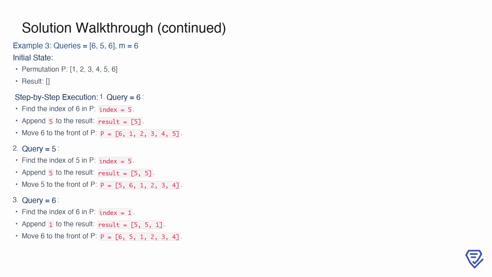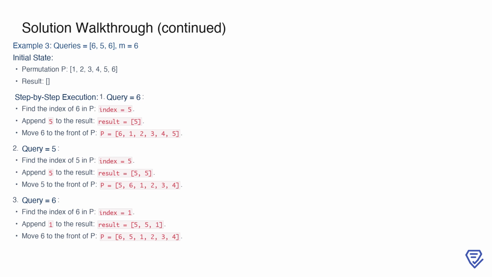In the third example, the queries are 6, 5, 6, with m equal to 6. The initial permutation P is 1, 2, 3, 4, 5, 6, and the result list starts empty. For the first query, 6, we find its index in P, which is 5. We append this index to the result, making it 5. Then, we move 6 to the front of the permutation, updating P to 6, 1, 2, 3, 4, 5.